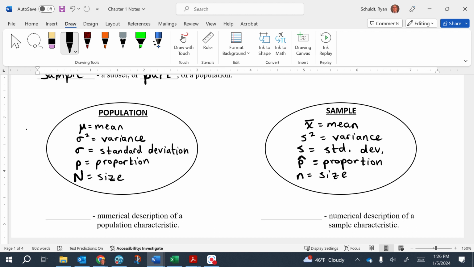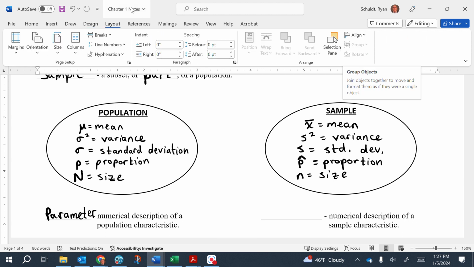So what we just wrote in these circles, for population, that's called a parameter. A parameter is a numerical description of a population characteristic. So let's say by some miraculous event, I was able to figure out that the average weight of all watermelons is 15 pounds. Then that would mean that mu is equal to 15. That's a parameter. That tells us about the population as a whole.